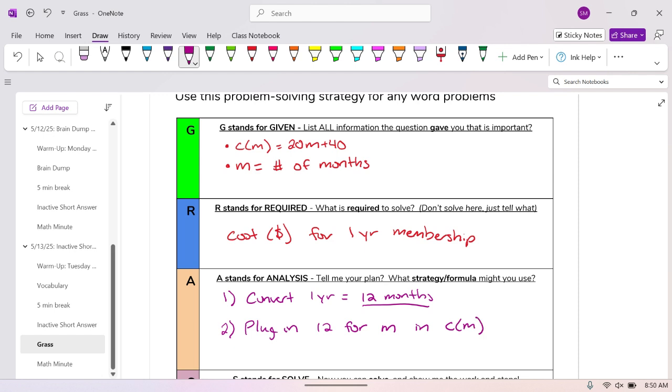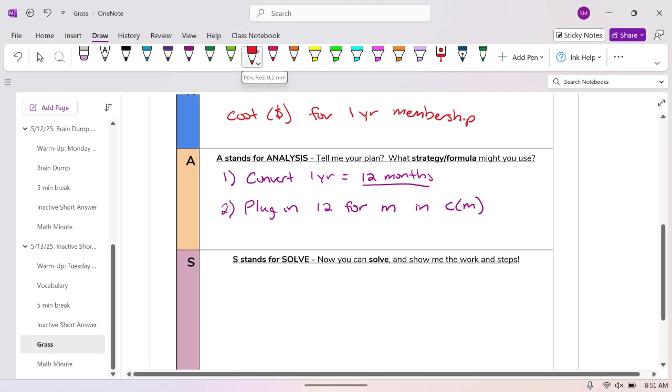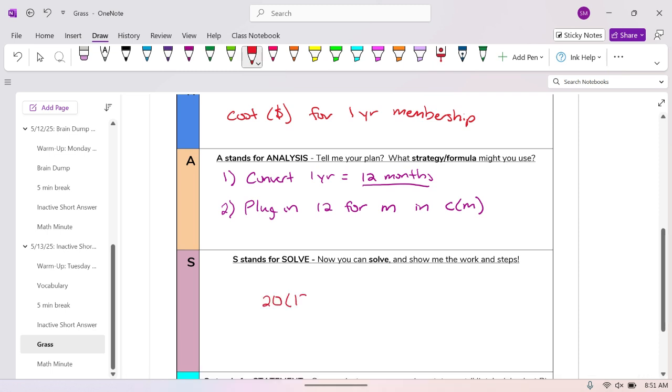Replace the M with the 12 and evaluate. So plug in 12 for M in our function C of M. Now we're actually going to go for the solving part. So in other words, we have 20 times 12 plus 40.